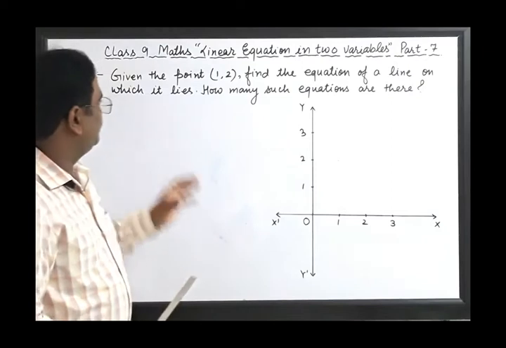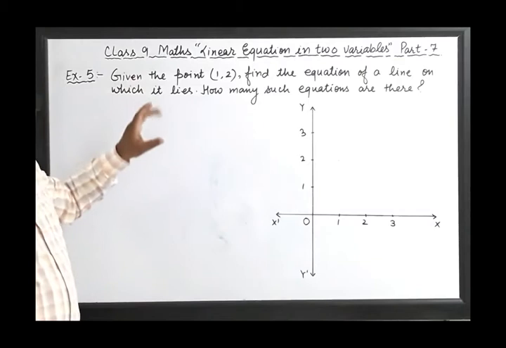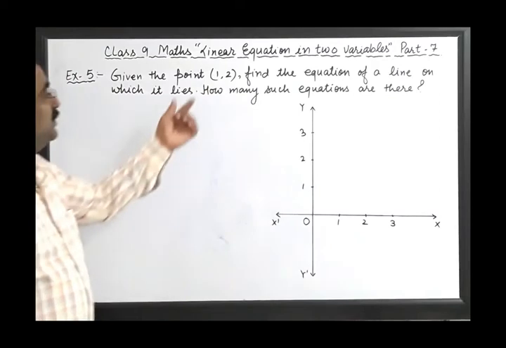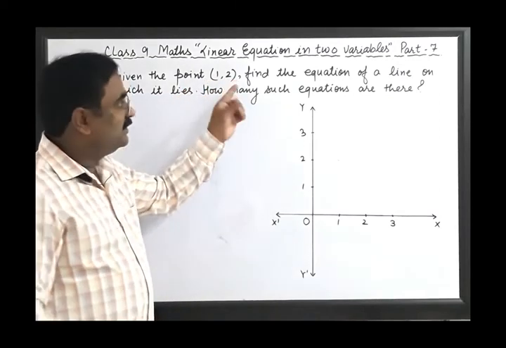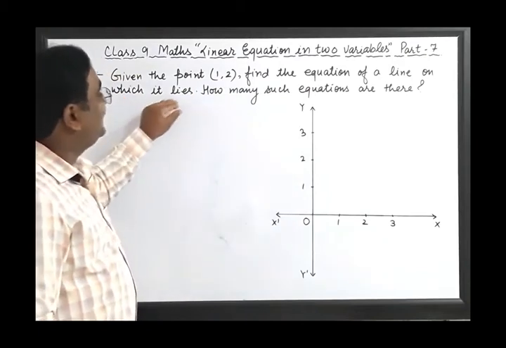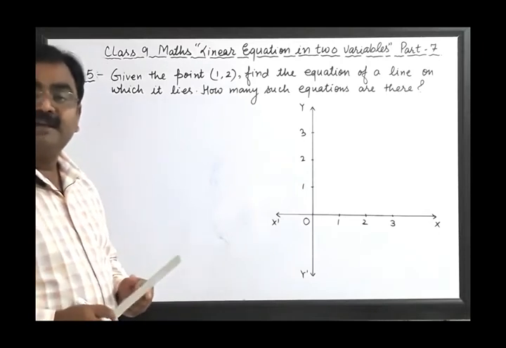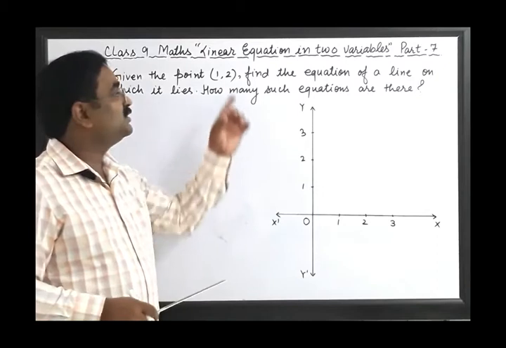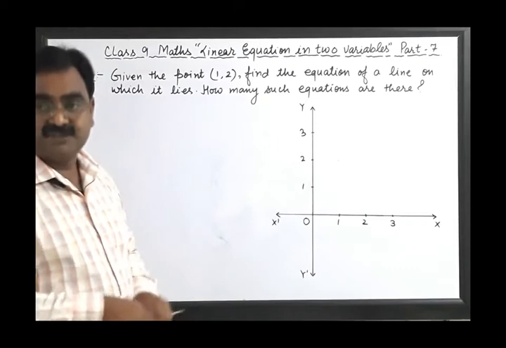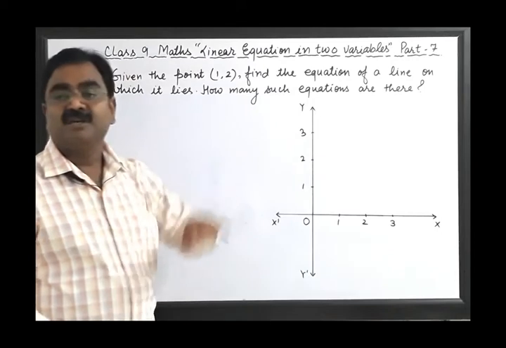Example number 5 of your textbook we have taken, and this example is given the point (1, 2). Find the equation of a line on which it lies. We have to find the equation of that line on which this point lies, meaning this point should satisfy that equation. And how many such equations are there?